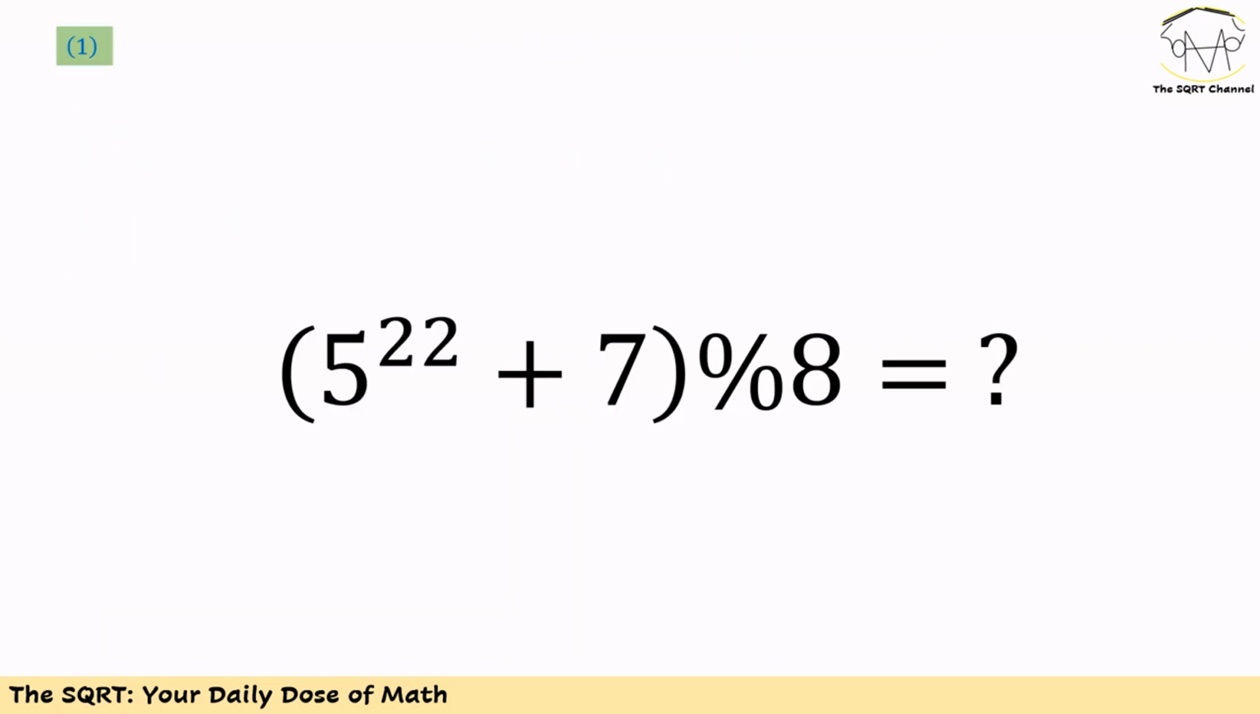For the first problem, we are going to find 5 to the power of 22 plus 7 modulus 8. You can also say that we are looking for the remainder of 5 to the power of 22 plus 7 if you divide it by 8. The percent sign that you are seeing here is a common sign used usually in programming languages to represent remainder. Let's talk about the solution now.